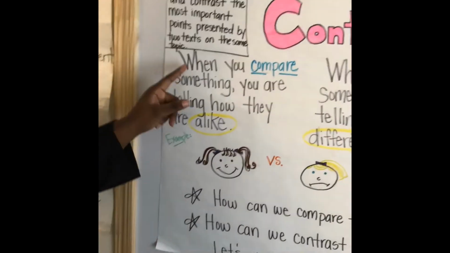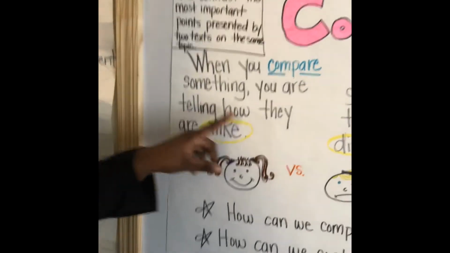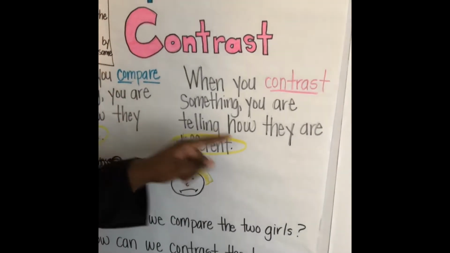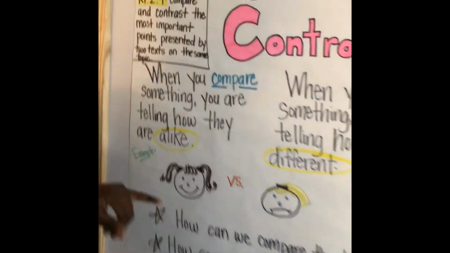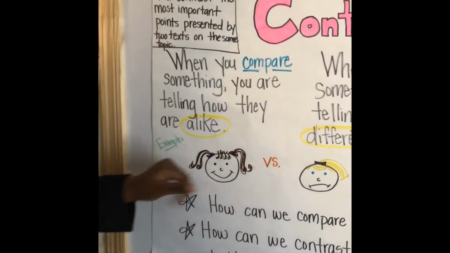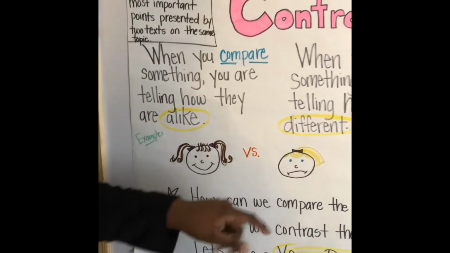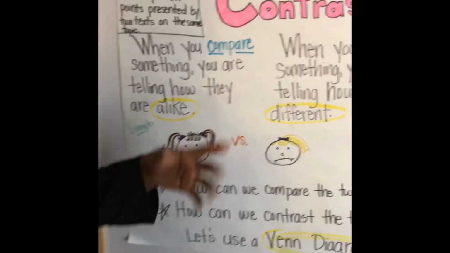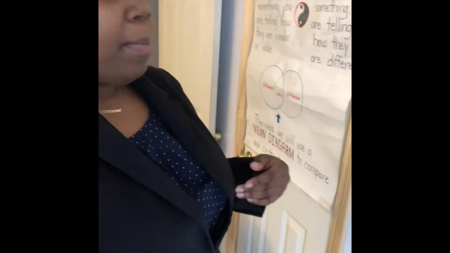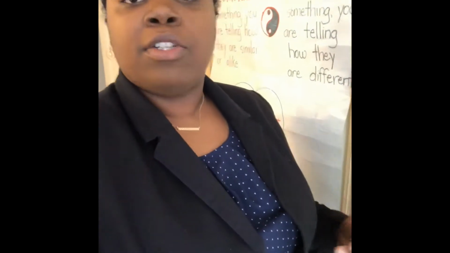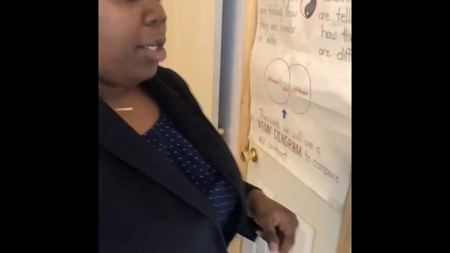They will understand that when you compare something, you are telling how they are alike. And when we contrast something, we are telling how they are different. For an example, I have two young girls on my anchor chart. One girl has brown hair. The other girl has yellow hair. One girl has brown eyes, the other one has blue. Now these are details that I will point out to my students. We will compare and contrast these two basic pictures just to see if they have an understanding of what it means to compare and contrast.